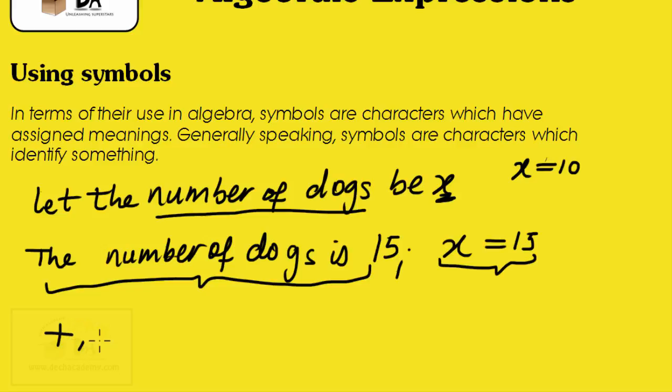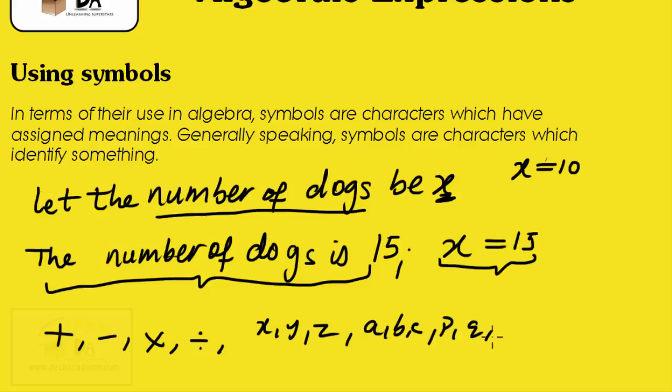So anyway, in general, symbols are characters which identify something. You know, the plus symbol, which represents the addition operation, the minus symbol represents the subtraction operation, multiplication symbol represents multiplication operation, division symbol represents the division operation. And you also have letters of the alphabets like X, Y, Z, A, B, C, P, Q, M, N, and so on. These are also assigned meanings and used just like I use X here. Sometimes Greek alphabets are also used. These are more commonly used with angles like alpha, beta, theta, and so on. So now you understand how symbols are used in algebra and what I mean when I refer to symbols.